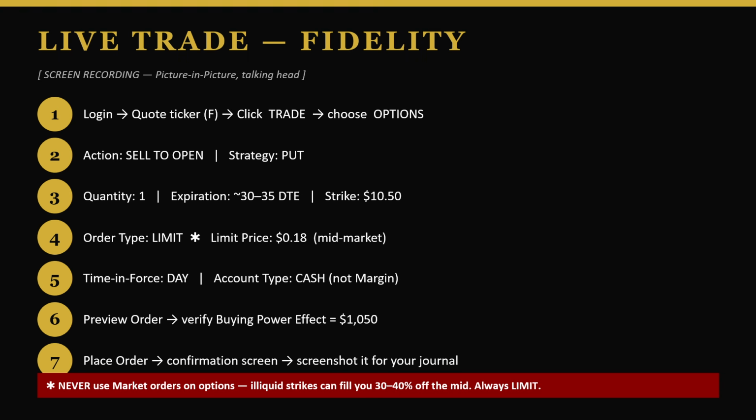I got 18 here, but we're going to be looking at 32. And then you want to make sure the time in force, we're going to say we only want this to be available a day. So if it doesn't exercise today, then we don't want to do the deal. And the account type that we're going to be doing is cash. We never use margin.